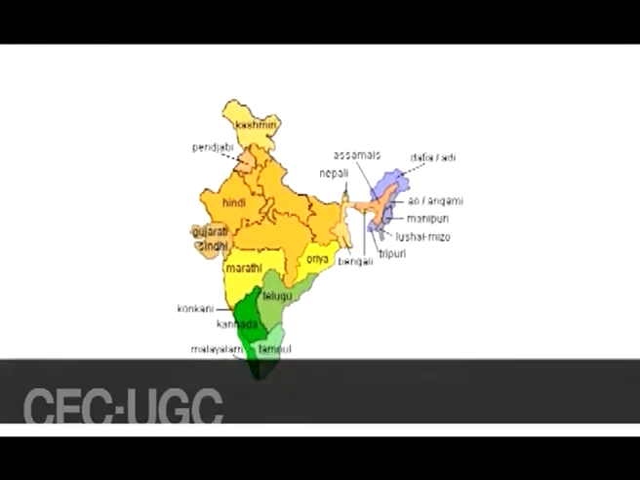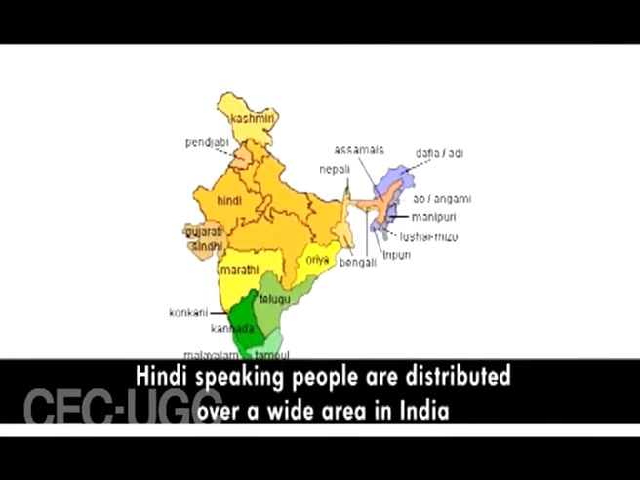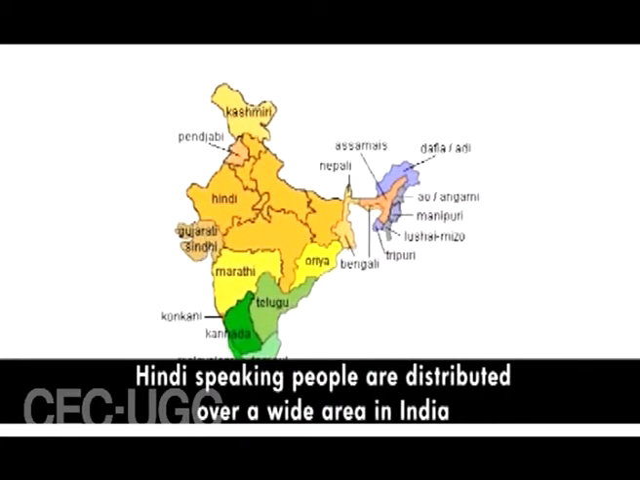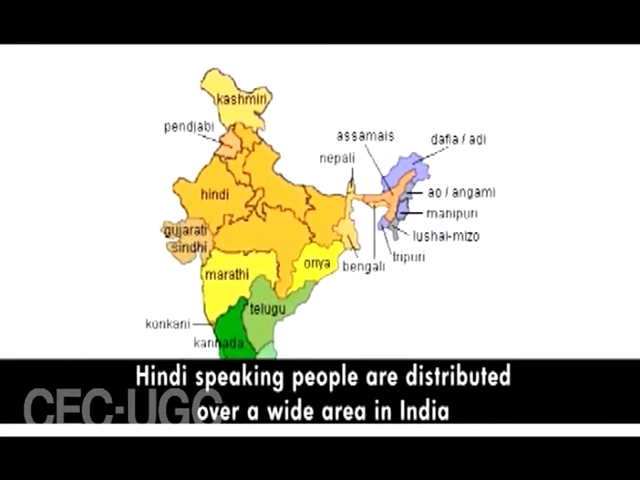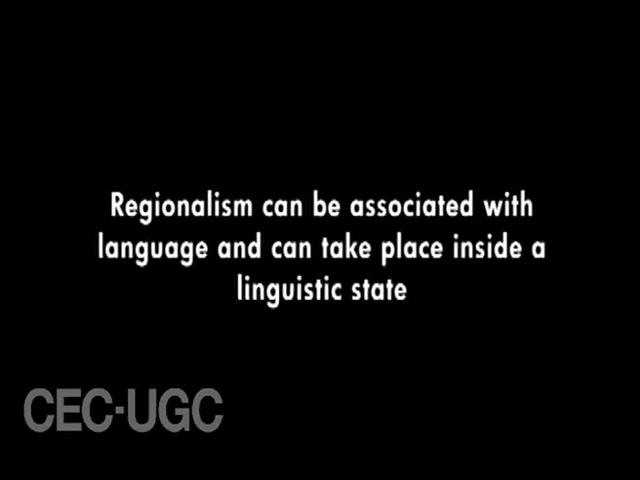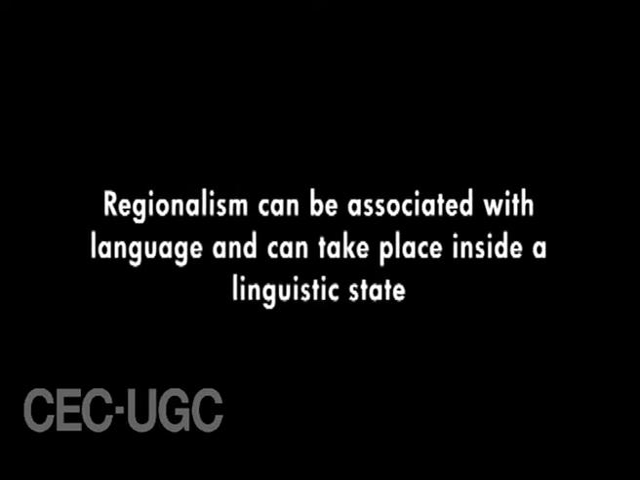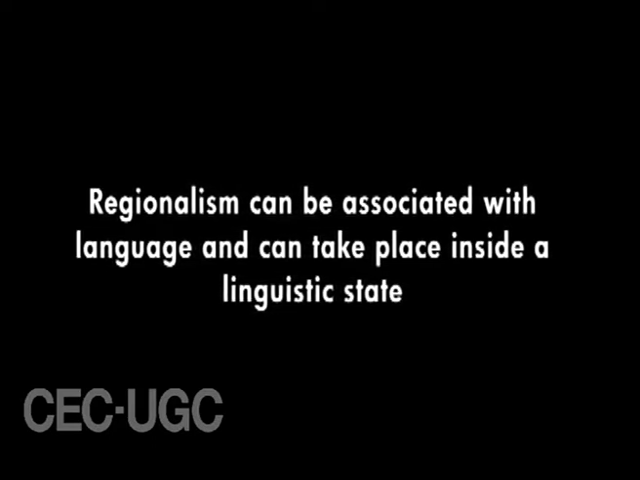The first is that the languages spoken in India are hundreds. The second reason is that Hindi-speaking people are distributed over a wide area. Similarly, regionalism can be closely associated with language, but we can't say it is synonymous. Regionalism can take place inside a linguistic state.